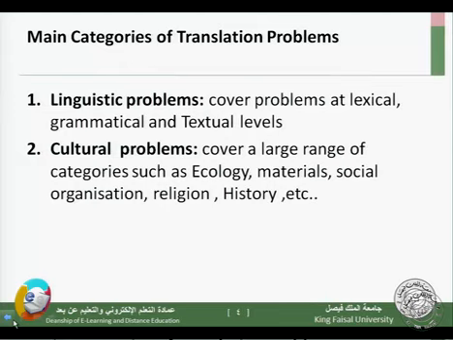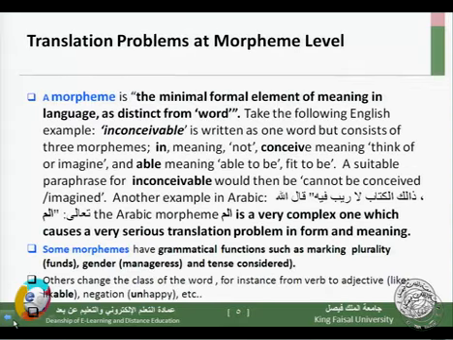Now, we know the main categories of translation problems. As I said earlier, the title of our lecture today is linguistic, and it is mainly lexical problems in Arabic-English translation. So we will refer to Arabic just to make it easier for you to understand. I have included some Arabic examples just to make it clearer to you.